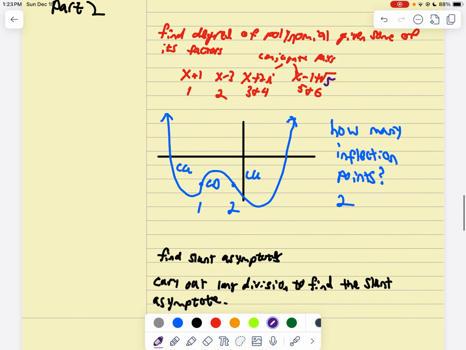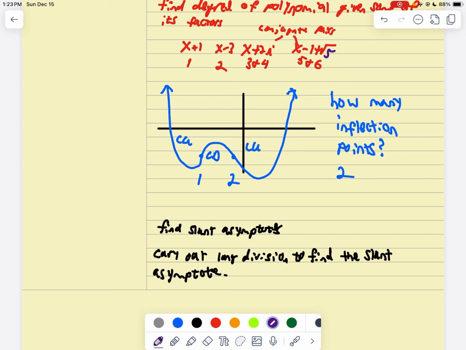All right. Now, something we really didn't talk about is, given a graph, can you find the number of inflection points? An inflection point, or a POI, not a POS, in case that's what you're thinking. A POI is when concavity changes signs.